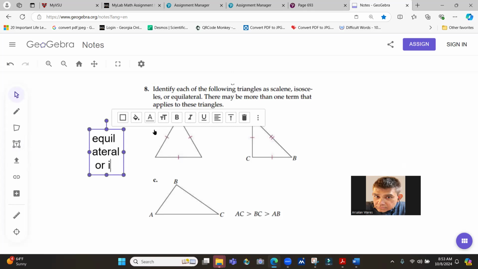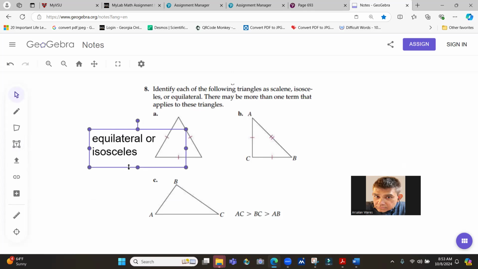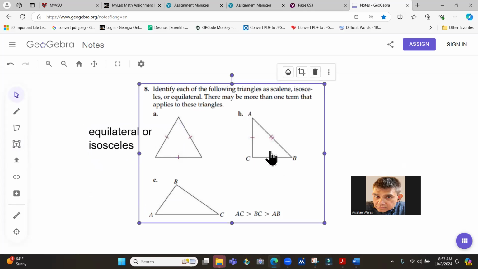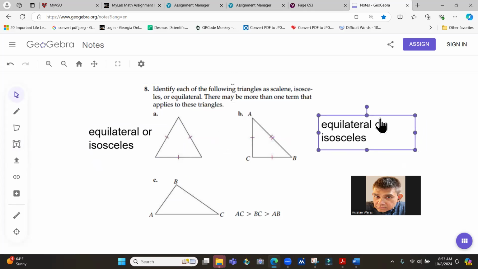Or isosceles. That's the first one. This one is only isosceles. Two of the sides are the same. The third side is different. So part B is isosceles.